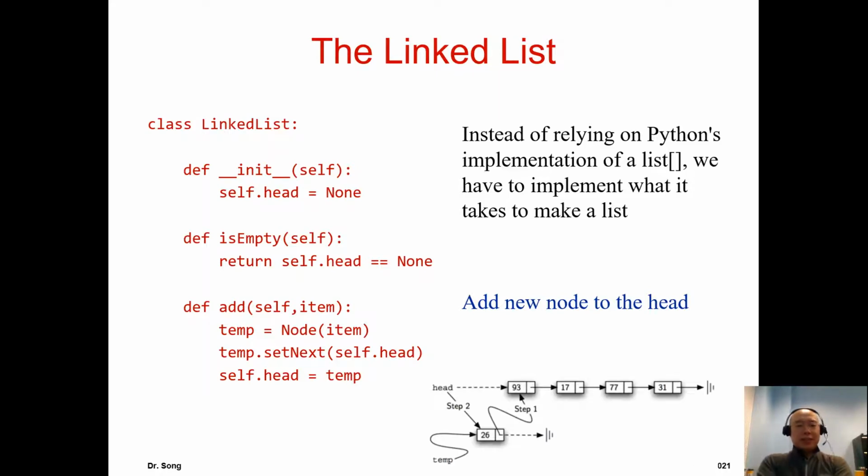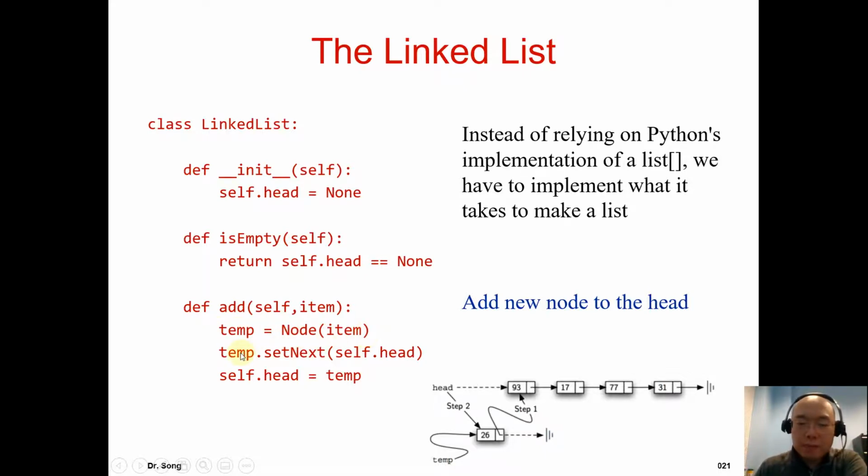This is an interesting design, so let me use this example. Previously we have the head. This head points to 93, 93 points to 17, 17 points to 77, and 77 points to 31. That is a linked list. If we want to add 26, what's the process? The first part, we create a new node with 26. This is for this line of code. We create a new node, which is temp, and this new node has the new value 26.